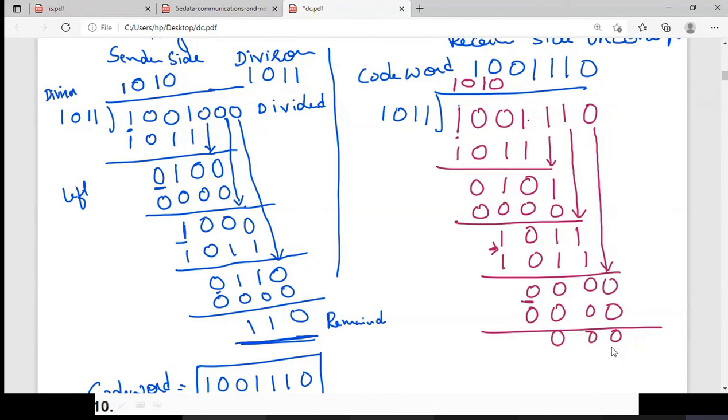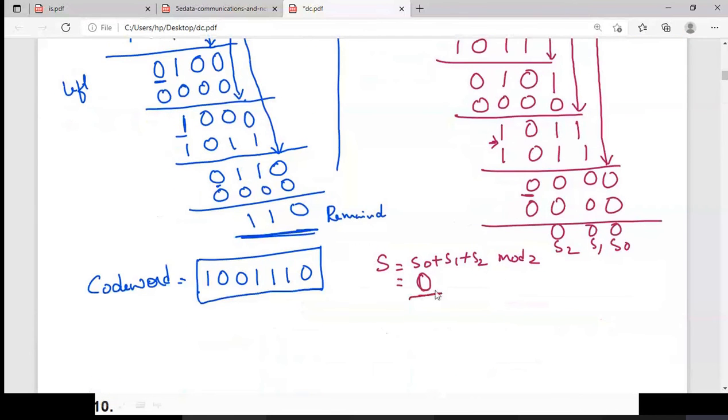This is the syndrome value, S0, S1, S2. So you can calculate S is equal to S0 plus S1 plus S2 mod 2. You should get either 0 or 1. If all bits are 0, obviously you are going to get a 0. So what does 0 indicate? No error in the received data.